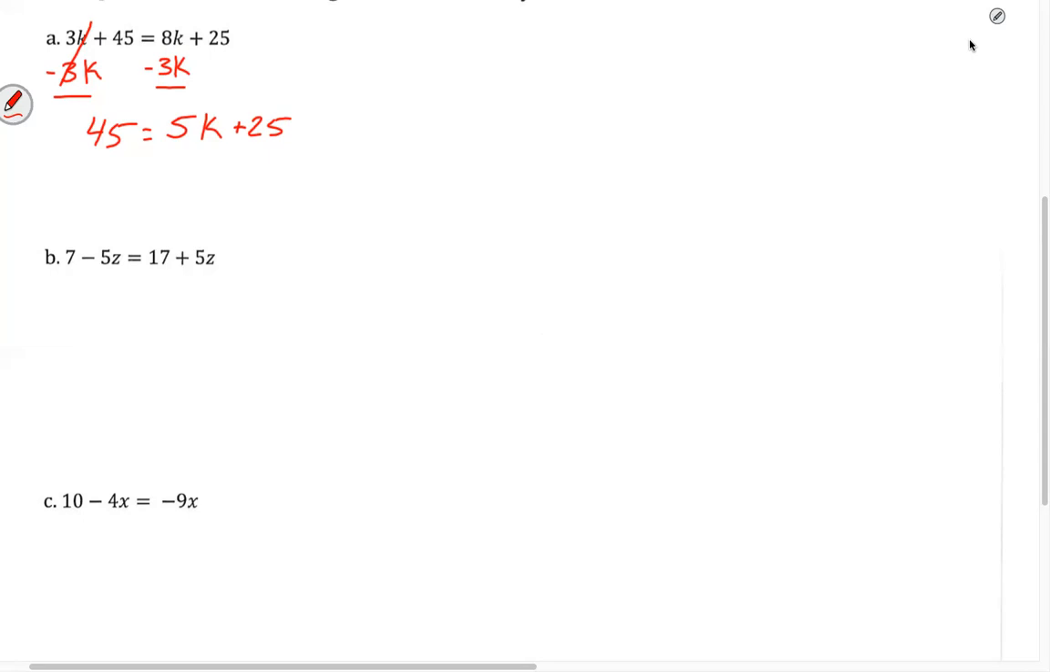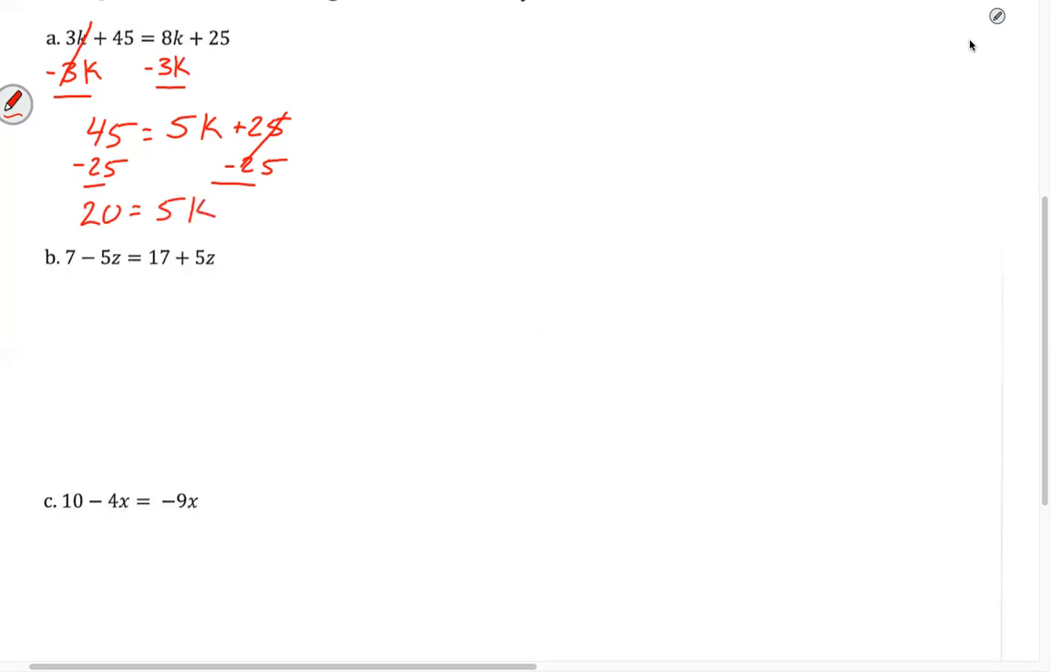So now I have all my K's on one side, and this is a 2-step equation. So what I'm going to do here is move my constant to the other side by subtracting 25. And I have 20 equals 5K.